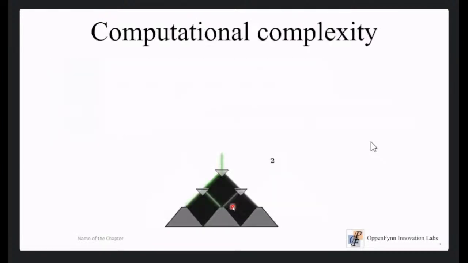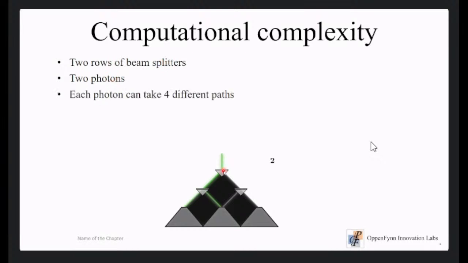Now we look at why this becomes more complex. This is the most simple example that we have taken. There are only two levels, but it becomes more complex when you add more levels, right? So again, we'll start with the simplest example. We have two rows of beam splitters, two photons. We'll count it for the simple case. Each photon can take four different paths, right? I'll count out the paths.